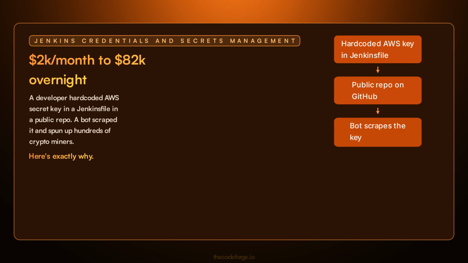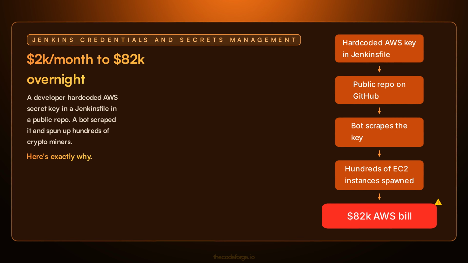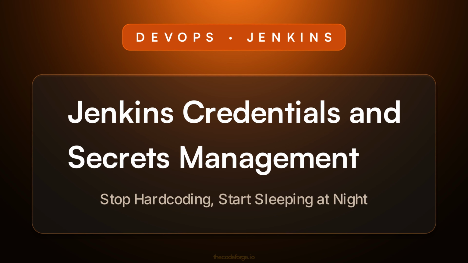Your Amazon Web Services bill just jumped from $2,000 to $82,000 overnight. A single hard-coded secret in a Jenkins file just cost you a fortune. Let's break down Jenkins Credentials and Secrets Management, how it works, and the exact mistake behind that failure.